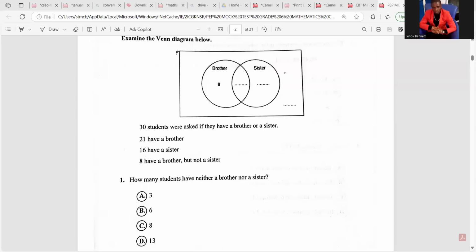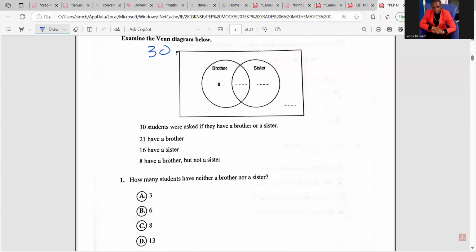All right, so 30 students were in the class, right? So it's a total of 30 in the class. That much we know. All right. So 30 students, 21 have a brother. So the total with a brother is 21, 16 have a sister. 8 have a brother but not a sister, which is this, right? So how can we say how many students have neither a brother nor a sister? If we get this one here, we can figure out this one, and then we can figure out this one. Agree?